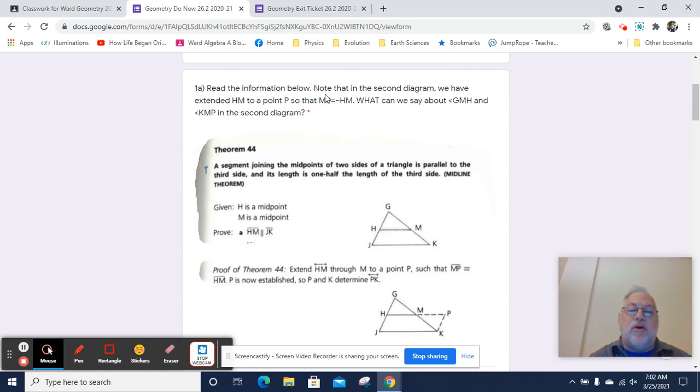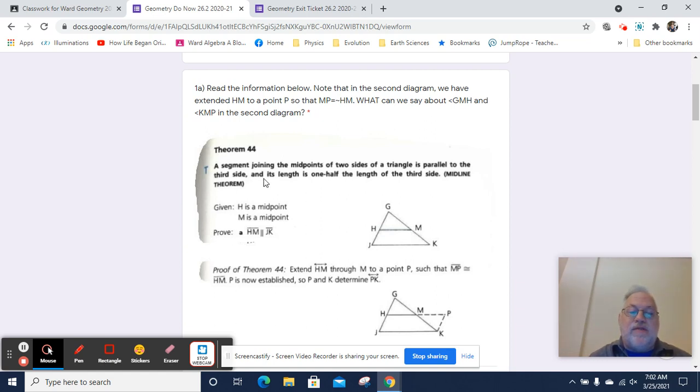So we have some information below. In the second diagram, we've got our first diagram, and we've got our theorem. Let me back up. The theorem says a segment joining the midpoints of two sides of a triangle is parallel to the third side. Here is that segment joined by the midpoints of two sides of the triangle, this side and this side, and we are saying that it is parallel to the third side. So the theorem says that HM will be parallel to JK if we plot H and M as midpoints.